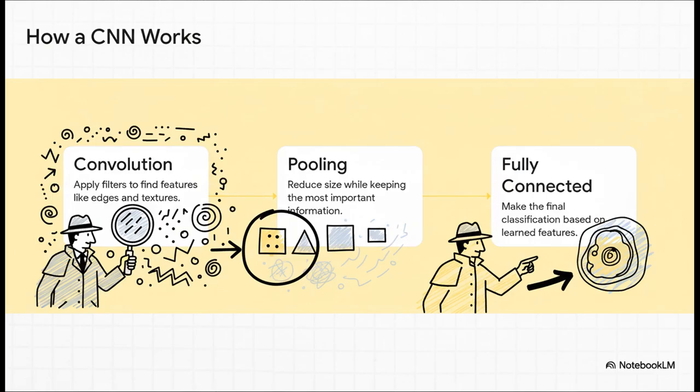You can think of the whole process like a detective investigating a case. First up, you've got the convolution layers. This is like the detective scanning the crime scene for any and all clues, finding all the important edges, textures, and patterns. Next, the pooling layers. This is like summarizing the key evidence, keeping the important stuff and tossing out the irrelevant noise. And finally, the fully connected layer makes the final call based on all that evidence. Yep, that's a cat in the picture.